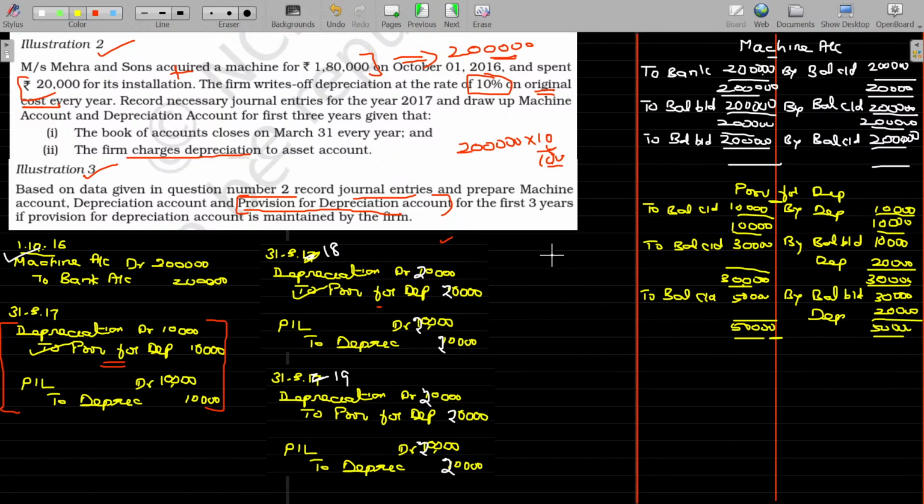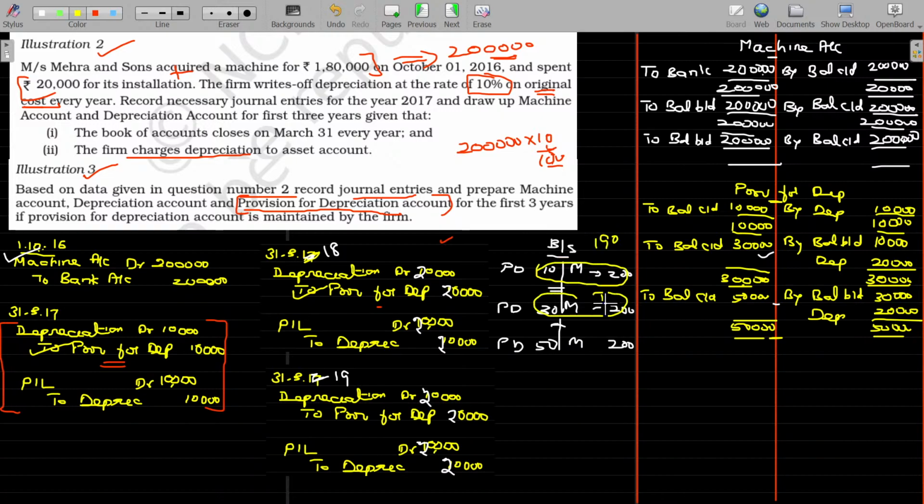How will this appear in the balance sheet? Though it is not asked in the question, you will understand in the balance sheet. For the first year, machine being 200, provision for depreciation being 10. Second year, the machine will appear at 200. Provision for depreciation will appear at 30 because this is the balance carried on. The balance will go to the balance sheet. In the third year, machine will appear at 200. Provision for depreciation will appear at 50. And the net of this will be 190.